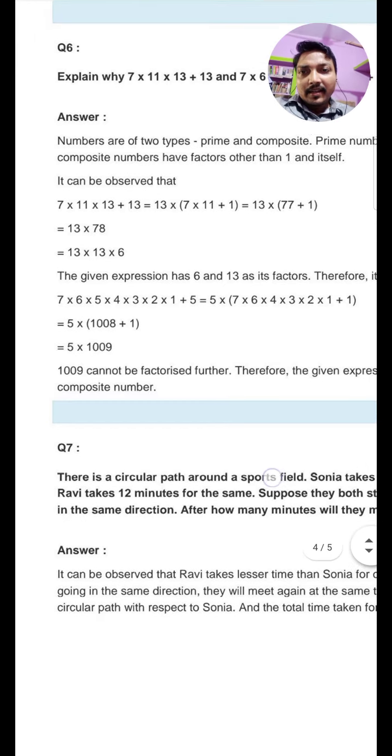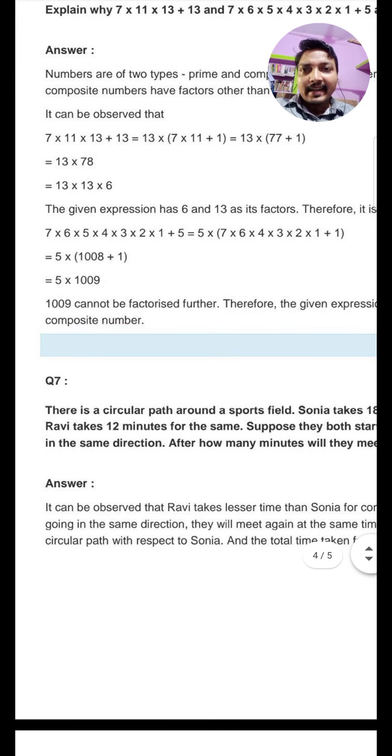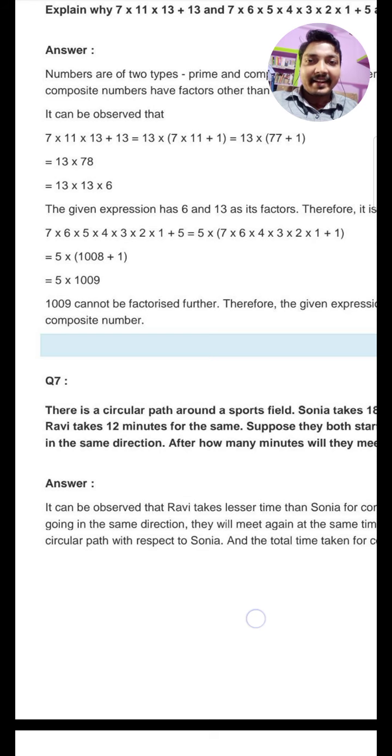See, here it is given 7 into 11 into 13 plus 13. So total two terms are there. One term is 7 into 11 into 13, another term is 13. A term means the combination of constants and variables before the plus sign and after the plus sign, otherwise before the minus sign and after the minus sign. See, in both terms one factor is common, that factor is 13.